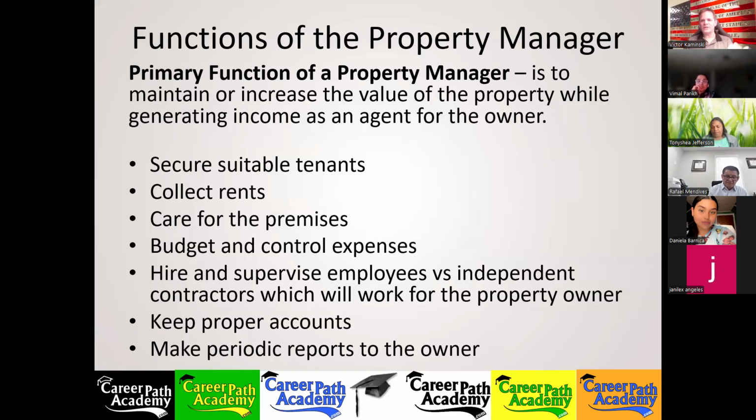Now, doing all those duties does, in effect, do this, right? Yeah. So things like securing suitable tenants, collecting rents, caring for the premises, budgeting and controlling operating expenses, hiring and supervising employees or independent contractors who will then become independent contractors or employees who work for the property owner, not the property management company. They need to keep proper accounts and then make periodic reports back to the owner.